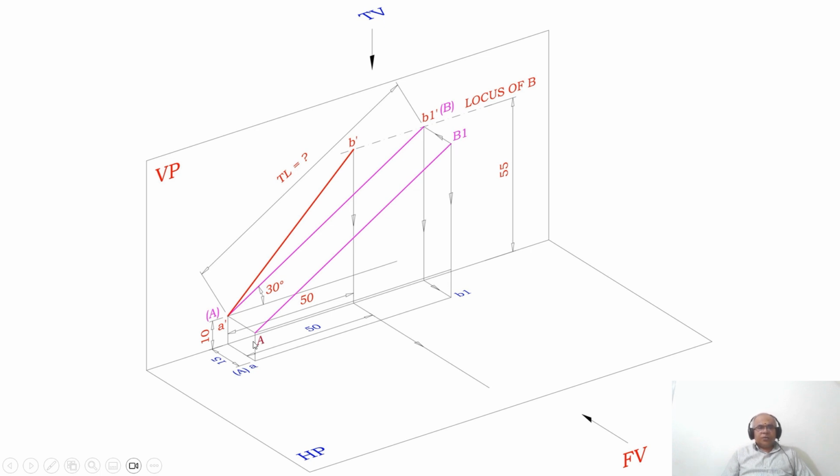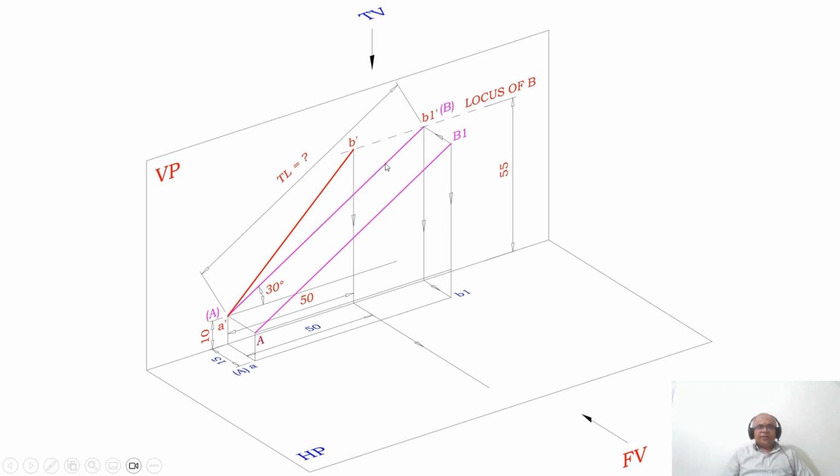How can I do that? From A you draw a vertical projector to the horizontal plane. Similarly, from B1 also you draw a vertical projector to the horizontal plane. Then you have got A and you have got B1. Join A and B1. Once you join A and B1, that is going to be the top view for the front view true length.